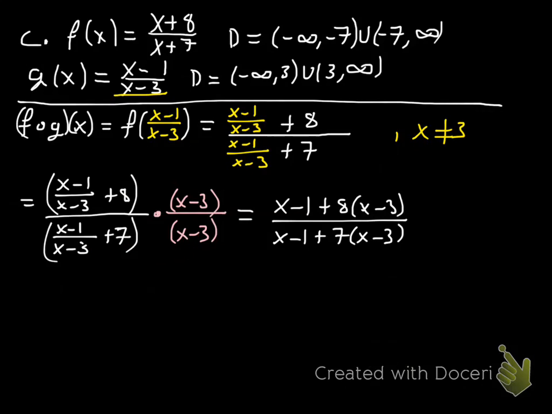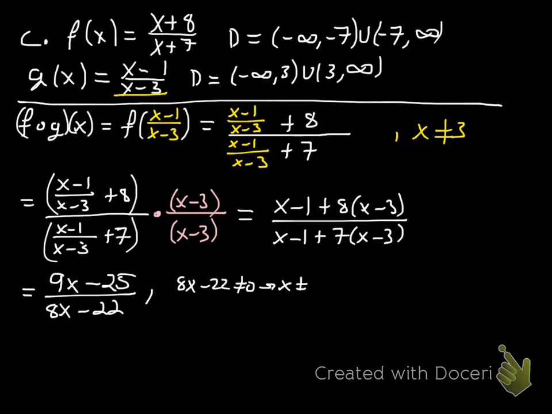Now I'm going to go ahead and simplify this, so I'm going to distribute the 8 and combine like terms. Alright, and then we've got one more little thing we have to do. I've got a denominator with a variable, so we have to set that not equal to 0. And if we add 22 and then divide by 8 and then reduce, x cannot be 11/4.